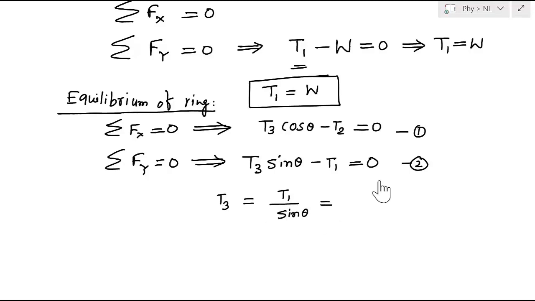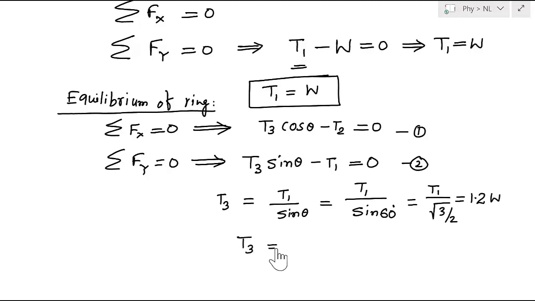And theta is equal to 60 degrees. So this is simply T1 divided by sine 60 degrees, and sine 60 degrees is root 3 by 2. So this will be T1 divided by root 3 by 2. So this is 1.2 W. So we calculated T3, that is nothing but 1.2 W.